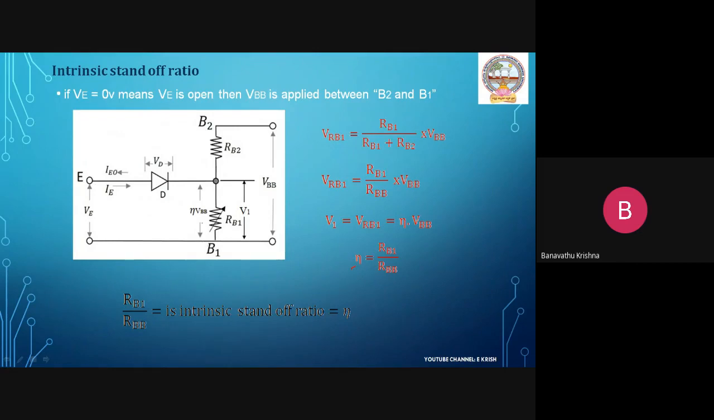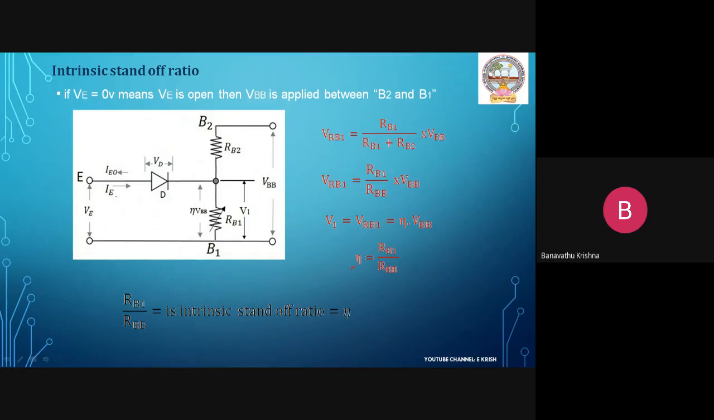The voltage dropped across the resistance RB1 will be denoted with V1. Finally, that value is eta VBB. This much voltage will drop across this particular resistance RB1.